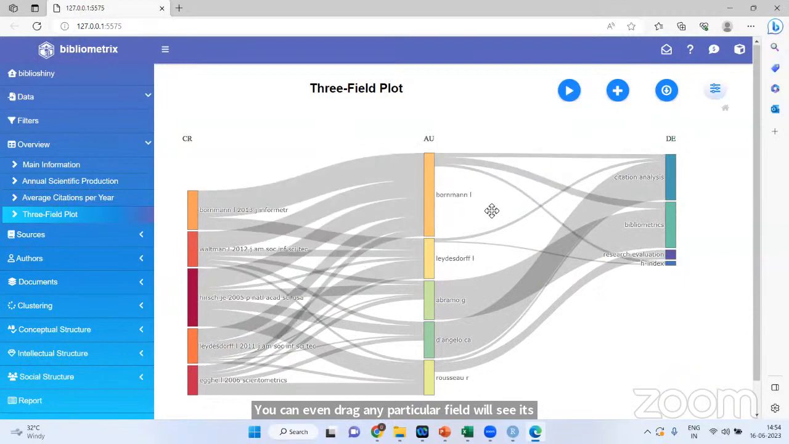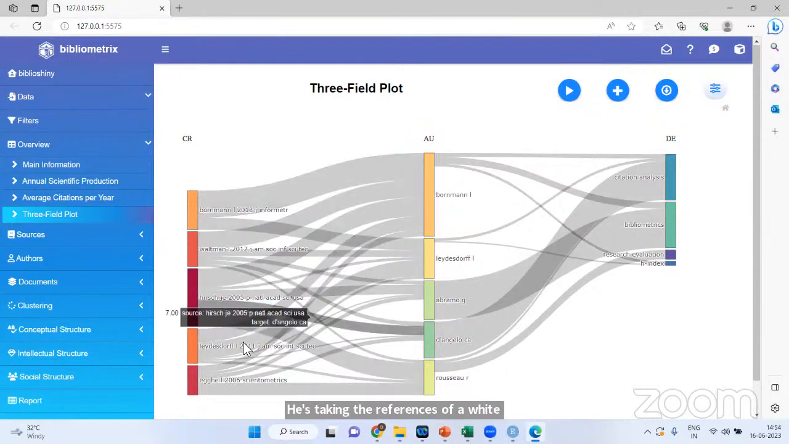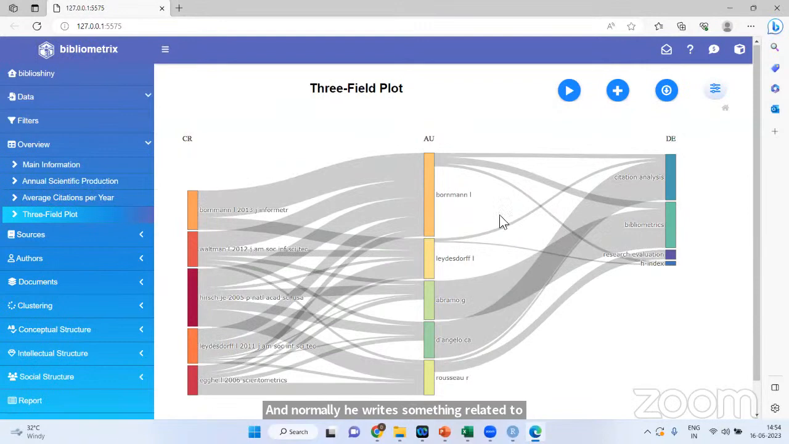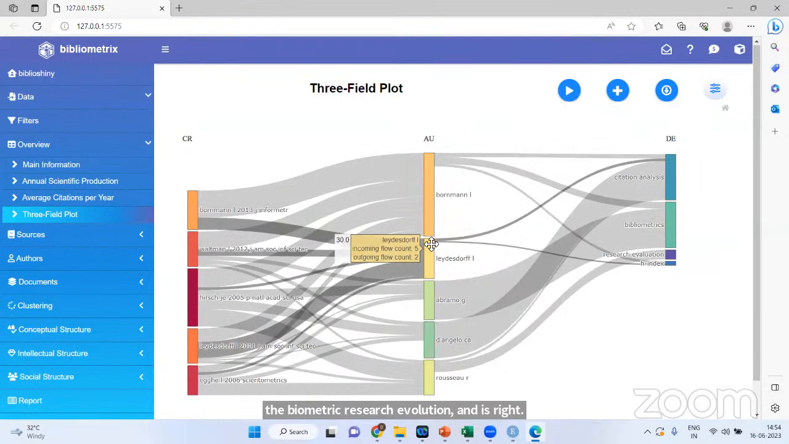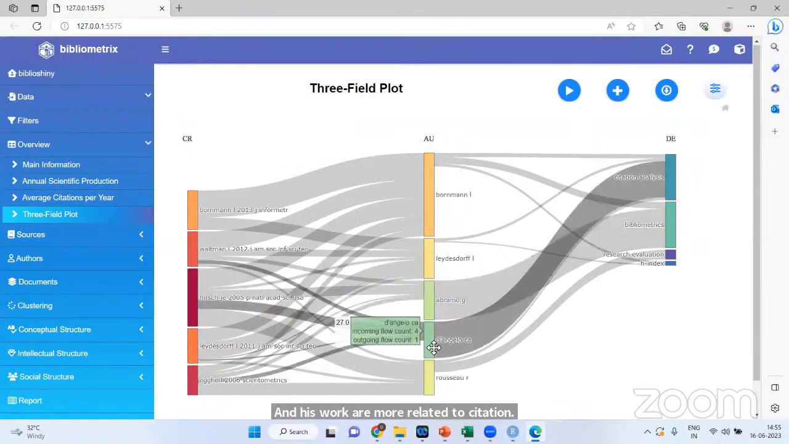Okay. So how to interpret this? Bondman, the author, in his paper, is taking the references of Waltman, Hearst, Ladesworth, and Egghe. And normally he writes something related to citations, bibliometrics, research evaluation, and h-index. See his writing. If I talk about Ladesworth, he's citing Bondman, Waltman, Ladesworth, and his work is more related to citation analysis and h-index. Abramo, De Angelo, right? So this is the three fields plot.